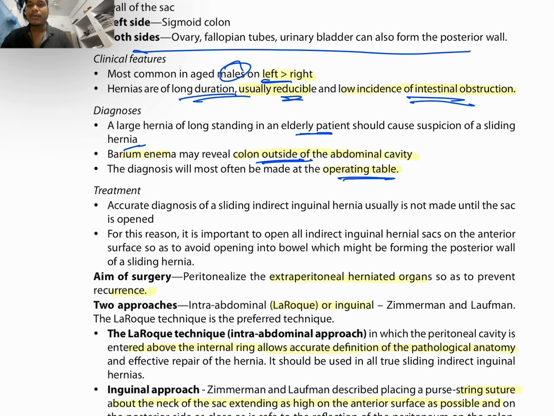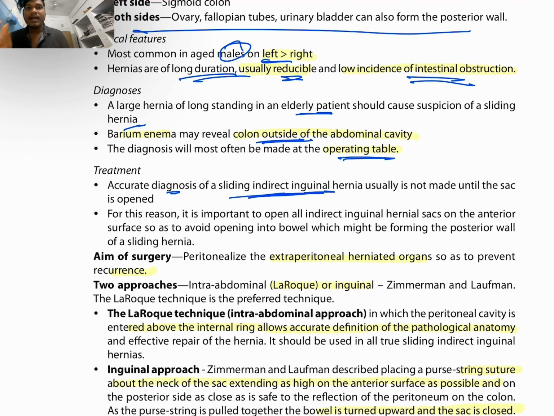Then how would it be managed? Okay. Next is the treatment. The accurate diagnosis of a sliding inguinal hernia is usually not made until the sac is opened, because after opening we will know properly what the actual condition is, and based on that the surgery is decided. Okay. What is the aim of our surgery? To peritonealize the extraperitoneal herniated organ, so that the contents of the herniated organ are reverted back to their normal position.